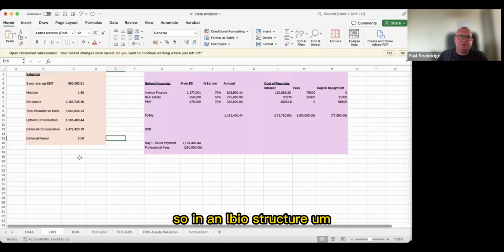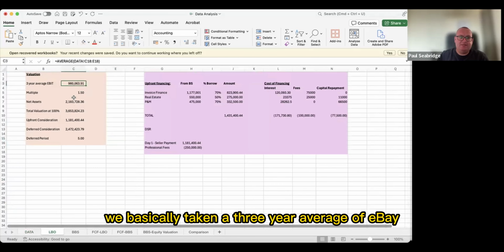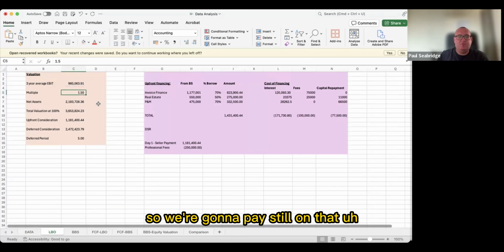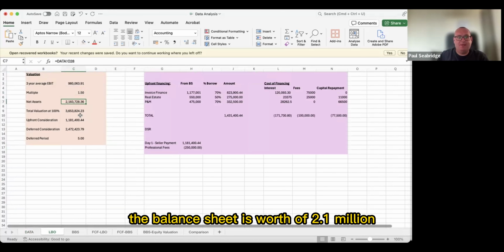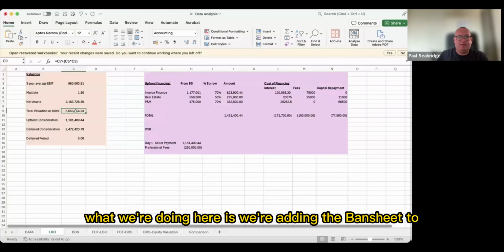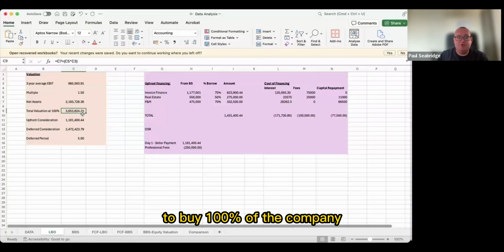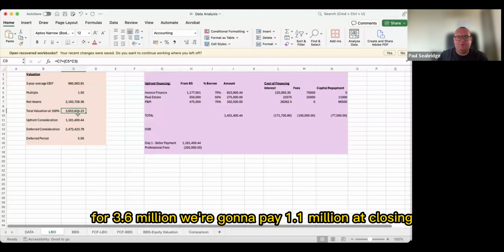So in an LBO structure, we've basically taken a 3-year average of EBIT. In this example, 980,000 is the average EBIT. So we're going to base the deal on that. We're going to pay a 1.5 times multiple. We've then got the net assets, so what the balance sheet is worth, of 2.1 million. So effectively what we're doing here is we're adding the balance sheet to 1.5 times the EBIT, which gives us a total valuation to buy 100% of the company for 3.6 million.